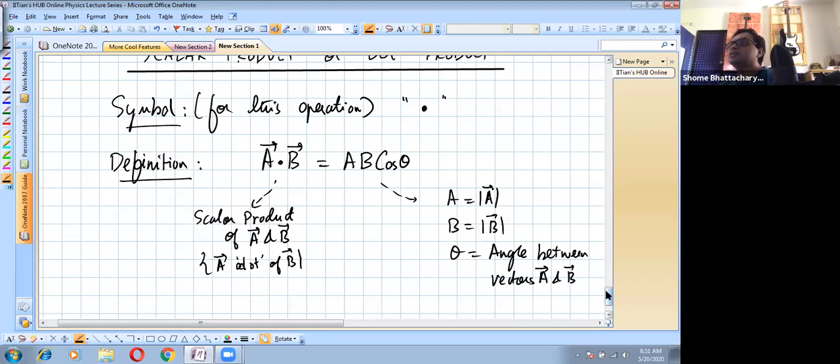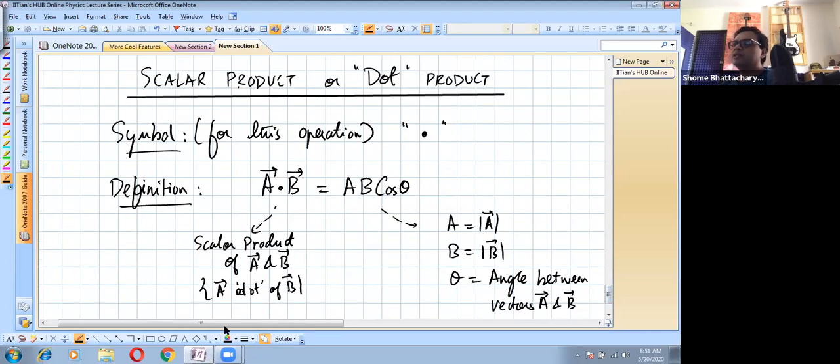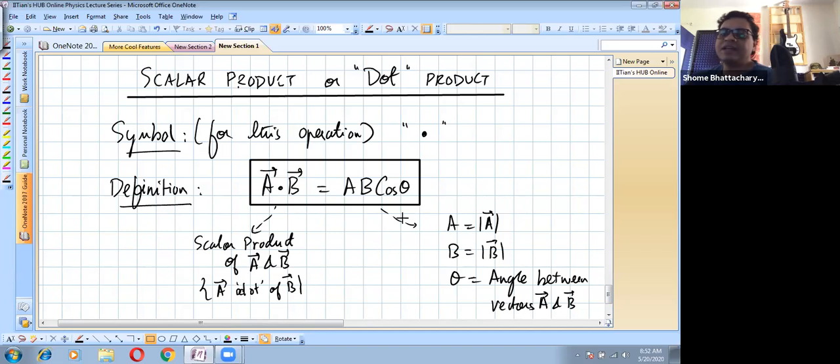So at this stage, it's not about the logic of why the formula is like this. It is just a new definition for us, an operation which is given by this particular formula: product of the magnitudes into cosine of the angle. Now the logic of this, again, we'll understand when we look at the interpretation, especially from the point of view of physical applications.